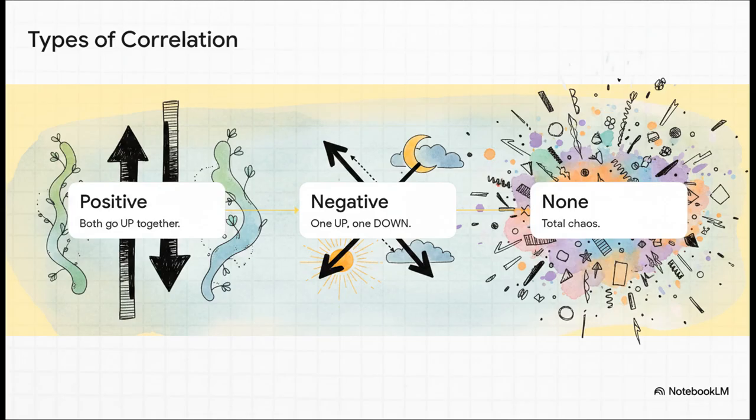First up is positive correlation. That's when one thing goes up and the other thing tends to go up right along with it. Then you've got negative correlation. This is when one thing goes up, but the other tends to go down. And finally, there's no correlation, which is, you guessed it, just total chaos. No pattern to be found.